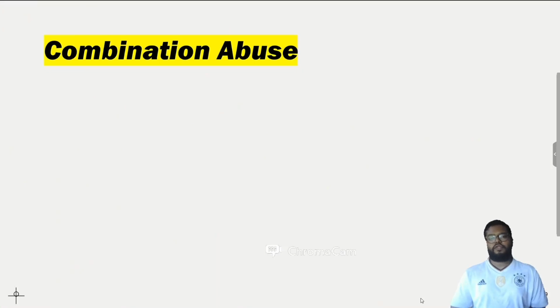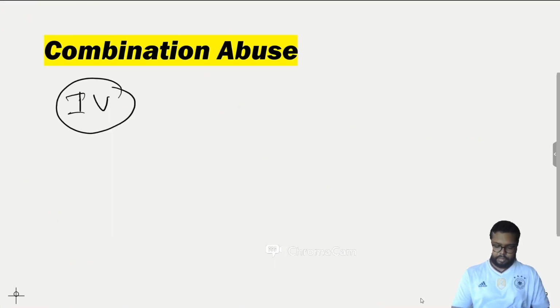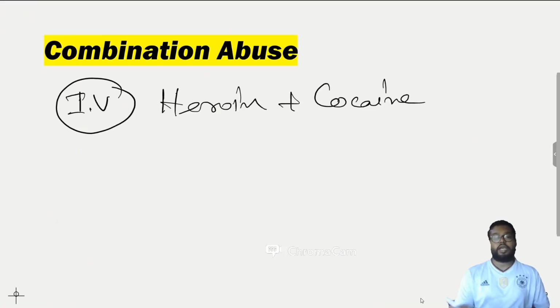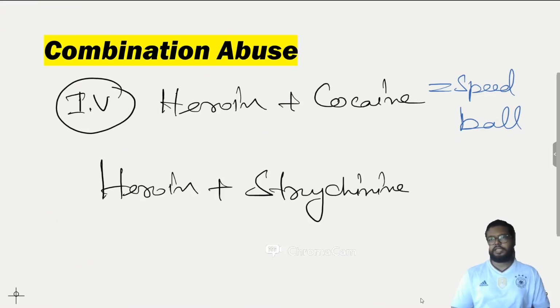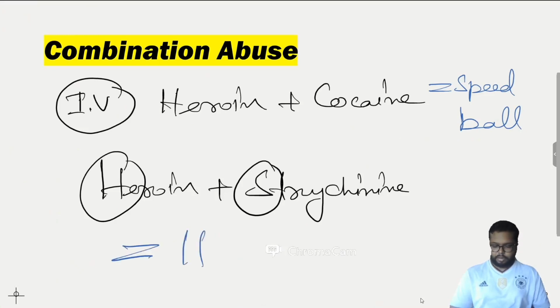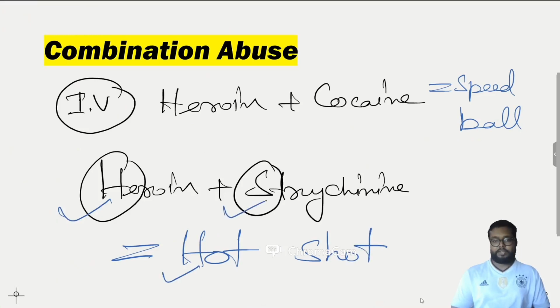Now some names of combination abuse. If IV heroin plus cocaine is taken together, it is known as speedball. If heroin plus strychnine is taken together, strychnine is a spinal poison, the name is hot shot. You can easily remember H for heroin, hot, then S for strychnine, shot.